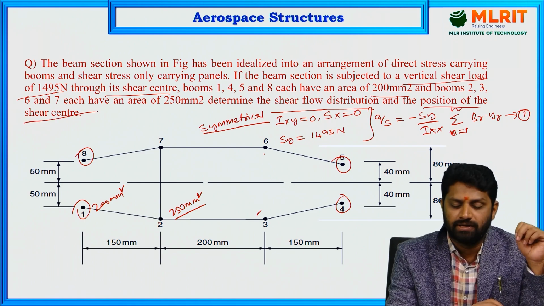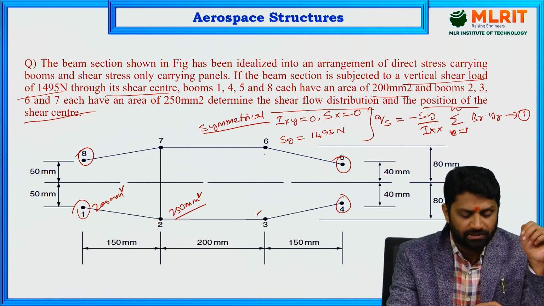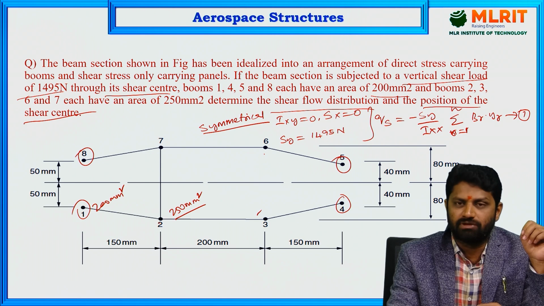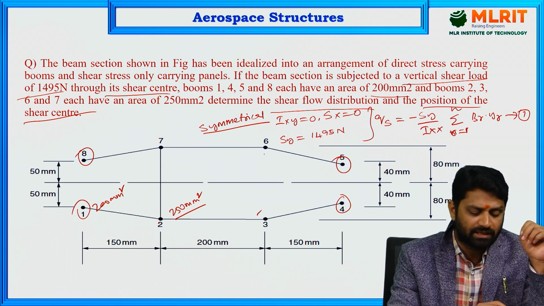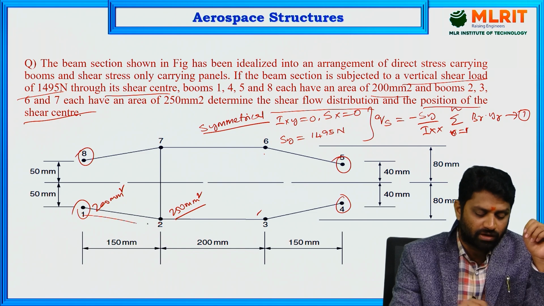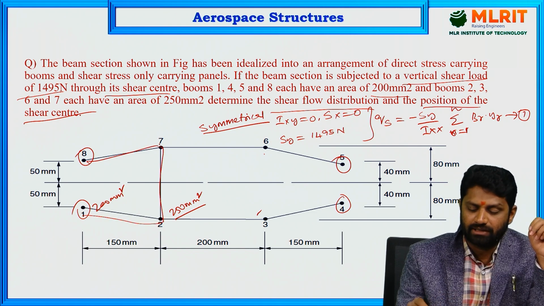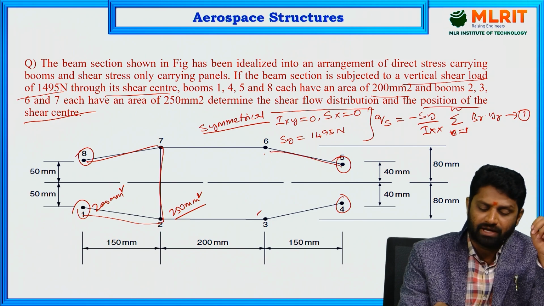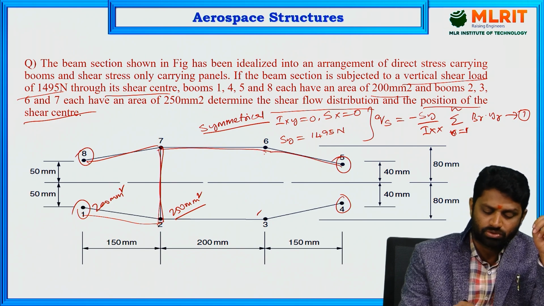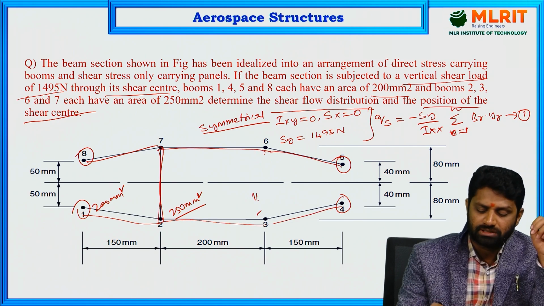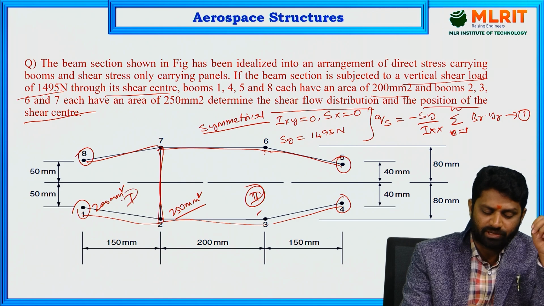Since this is an open section, the procedure will be straightforward, but here you have a combination. You have two sections. One is 1, 2, 7, 8, which is one section, and the other section is 5, 6, 7, 2, 3, 4. So this is the second panel, and this is the first panel we have.